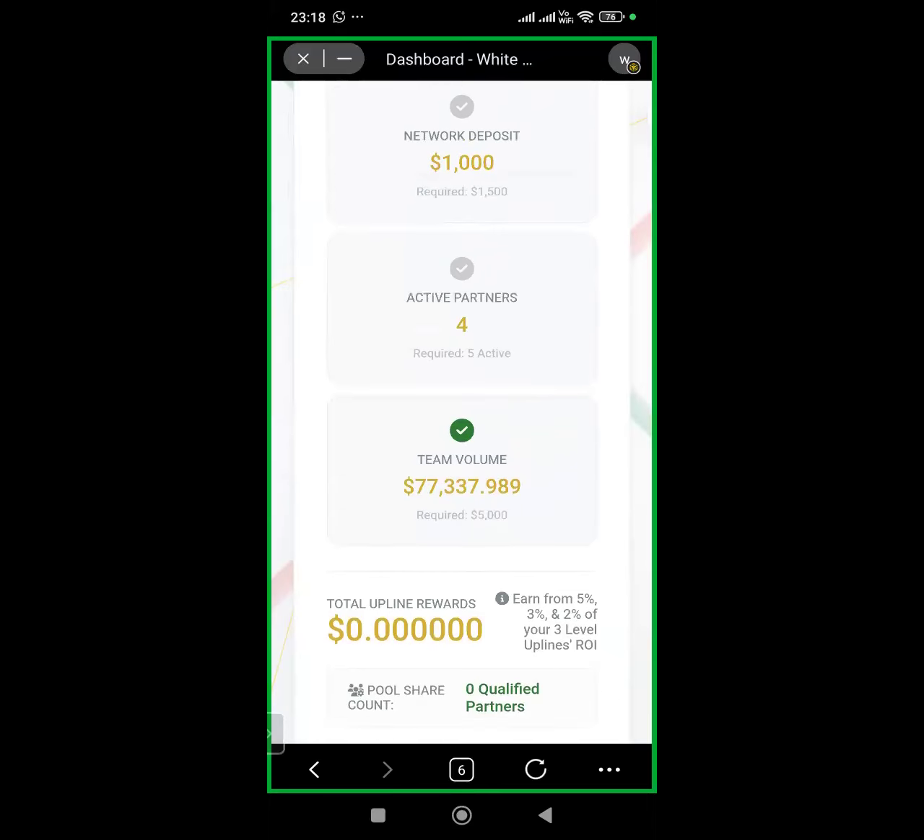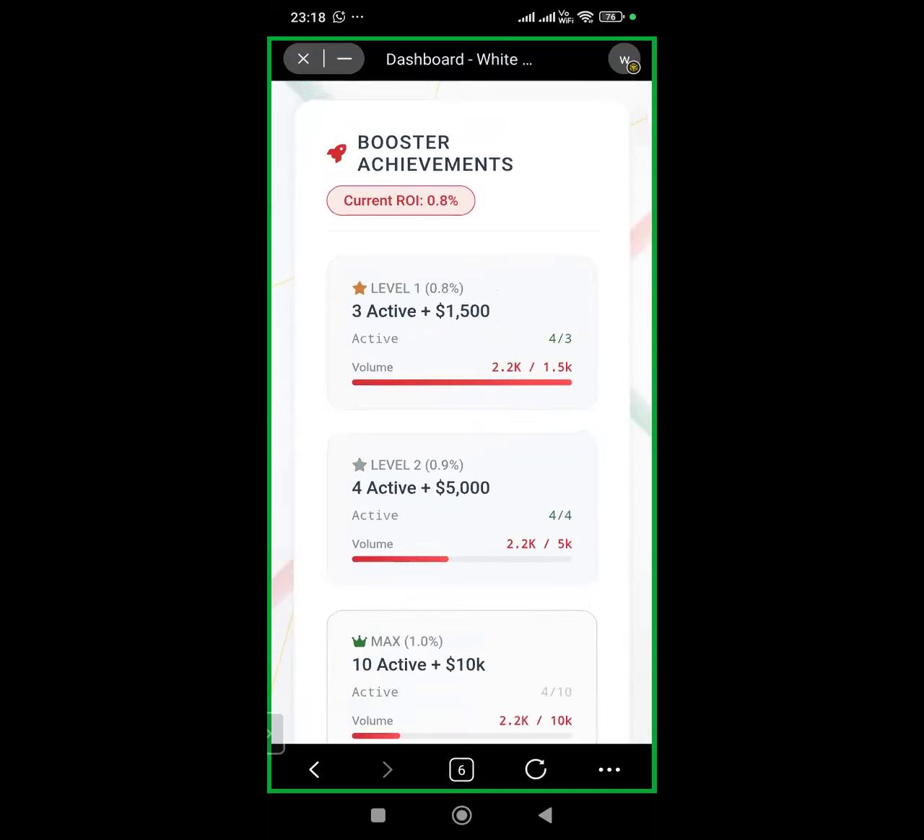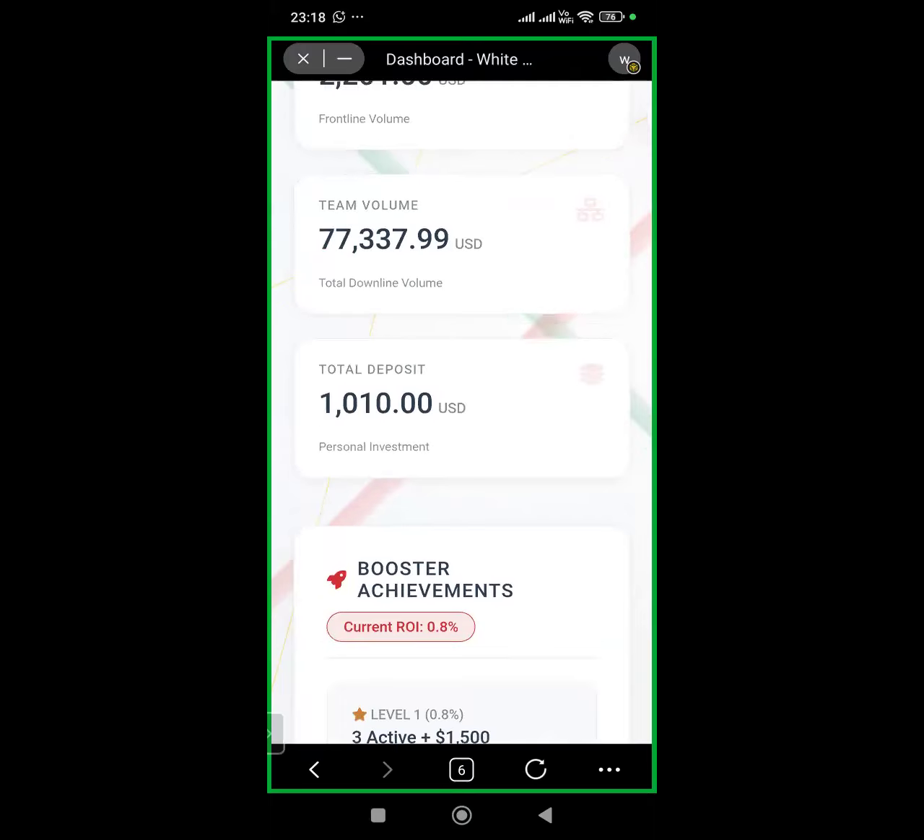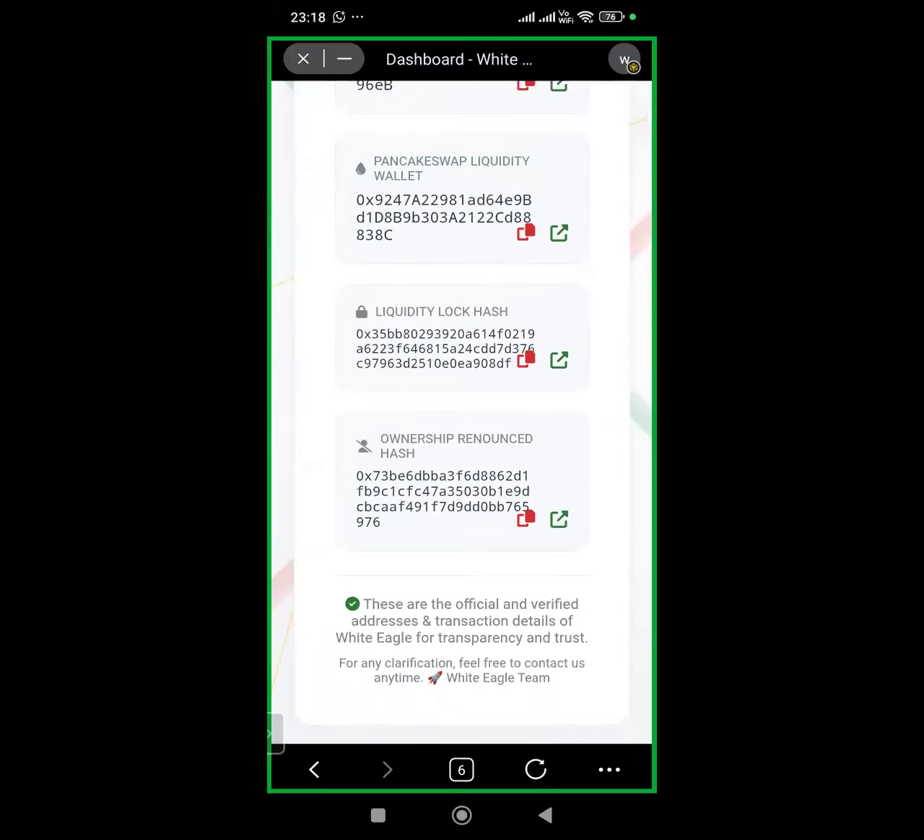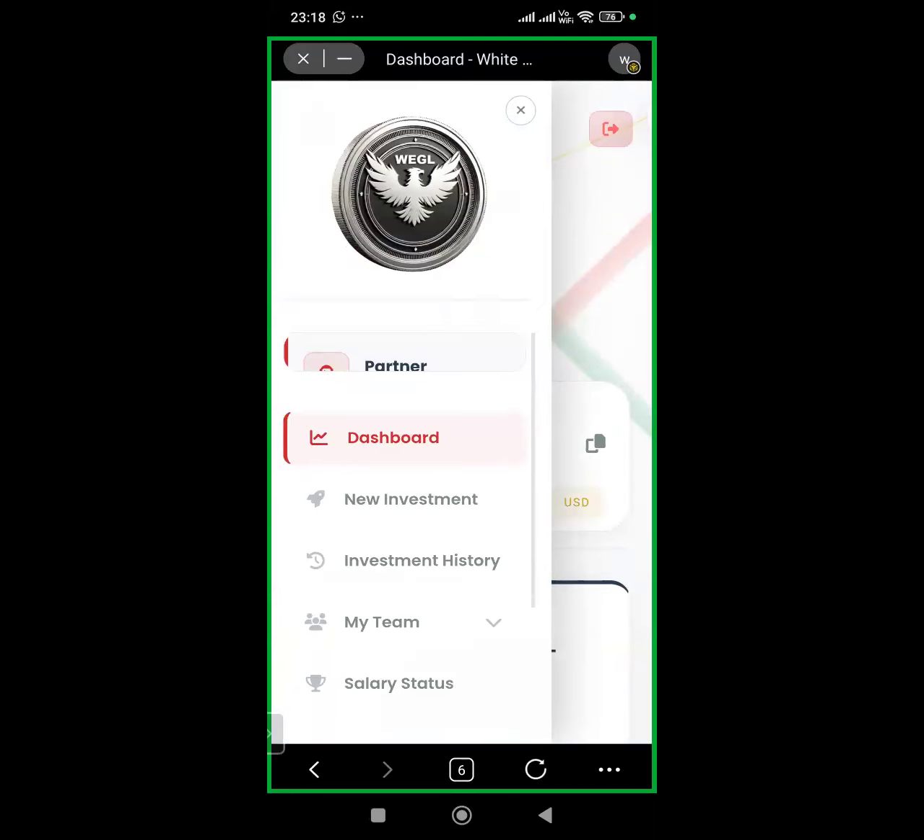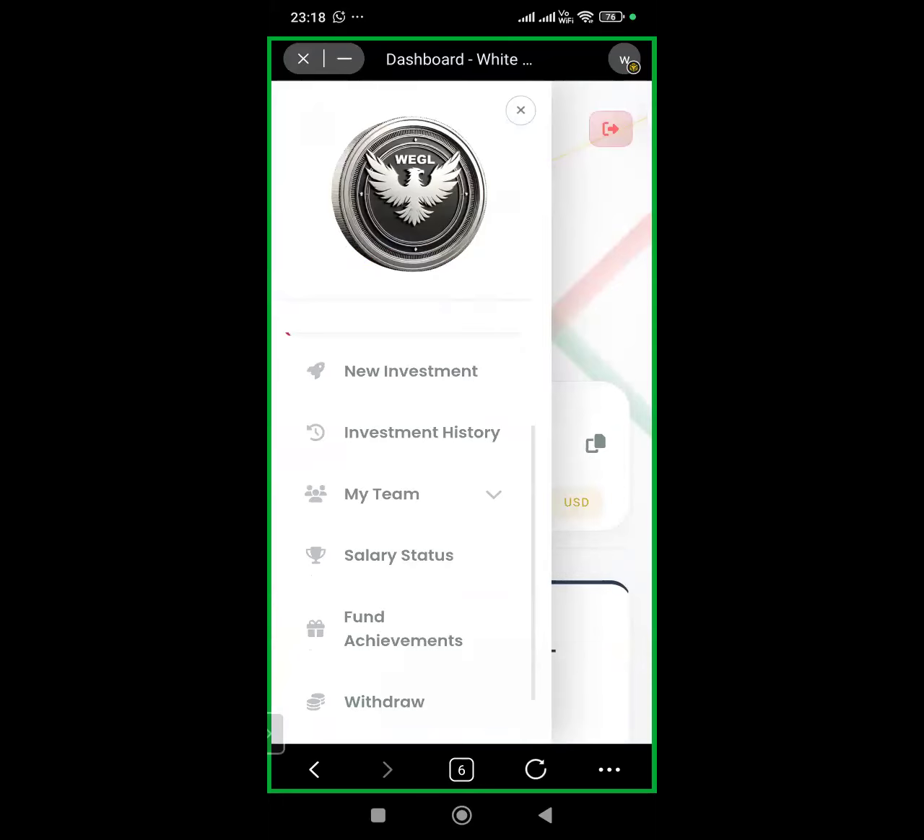There is an upline income, and how you can qualify. There is a booster income. The starting ROI is 0.7%. Okay, so let's go on to the salary and the team management fund.